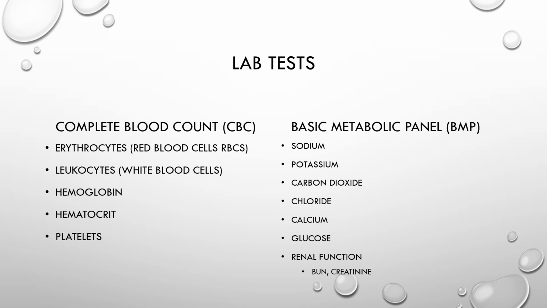Our CBC is our complete blood count, which looks at our erythrocytes, which are our red blood cells, leukocytes, which are our white blood cells, which can be subdivided into lymphocytes, neutrophils, monocytes, eosinophils, and basophils. We'll talk about those. Hemoglobin and hematocrit, which is what we care about when looking at if our patients are anemic or not, and our platelets.